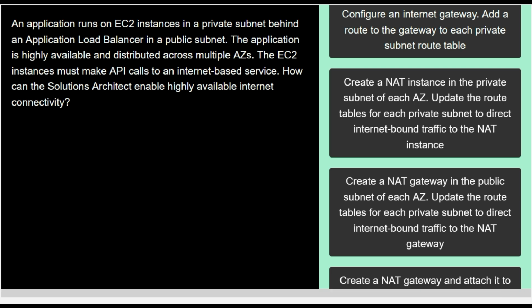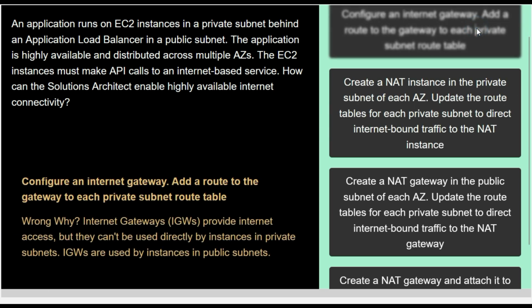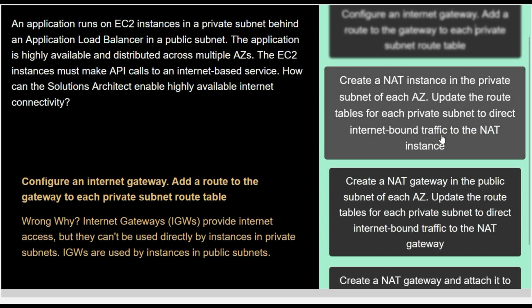Time up. Now let us analyze the answers. First option, configure an internet gateway. Add a route to the gateway to each private subnet route table. This option is wrong. Why? Internet gateways provide internet access, but they can't be used directly by instances in private subnets. Internet gateways are used by instances in public subnets. This is why option number 1 is the wrong answer.